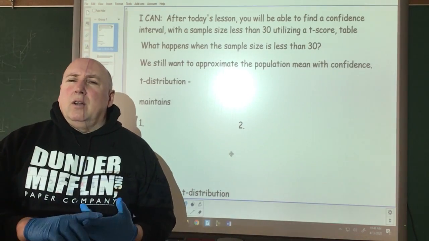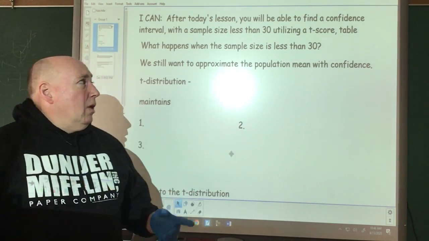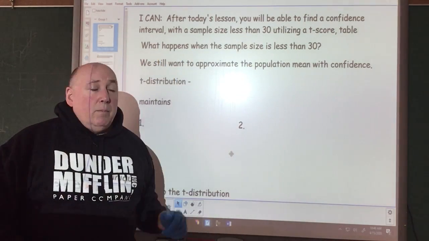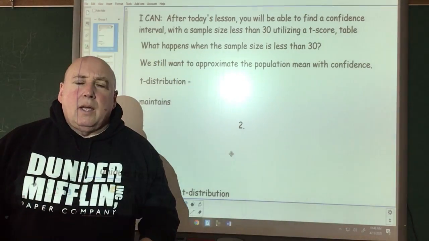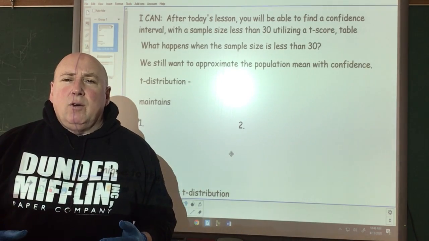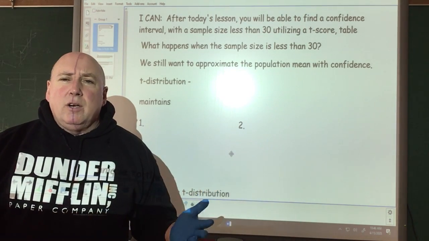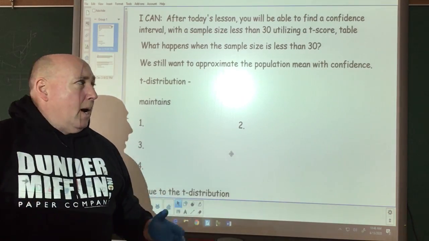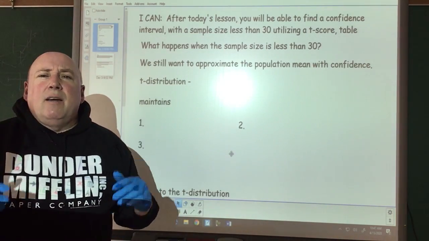Today we're going to start talking a little about confidence intervals when the sample size is less than 30. By the law of large numbers, we want to try to get our sample size bigger than 30. We want to get as large as possible a sample size. But sometimes that's not feasible.